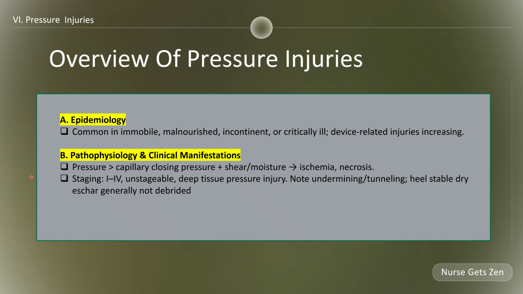Complications of pressure injuries include infection, both local and systemic. The nurse's goal is to limit pressure and shearing to prevent pressure injury development. Treatment includes different approaches.